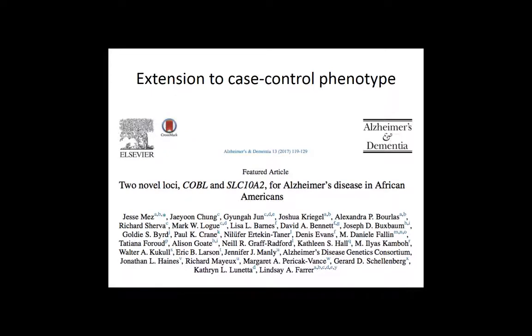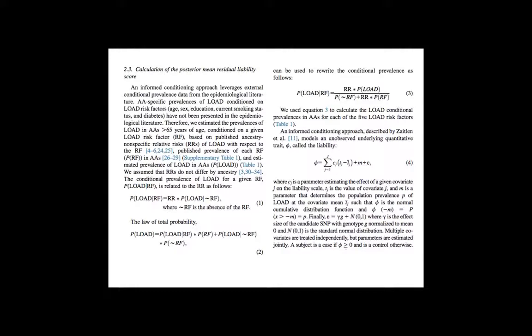So there's this guy, Jesse Mez. He's really smart. And where is he? There he is. He had no idea I was going to embarrass him in public. But this is just smart. So what he does is he says, hey, we know some stuff about risk factors for Alzheimer's disease.